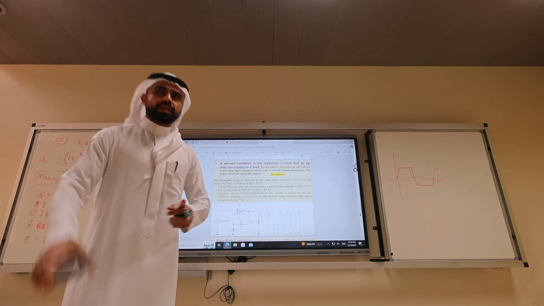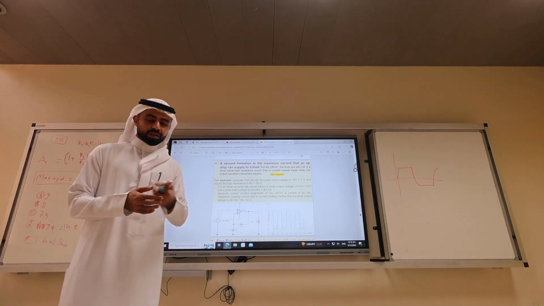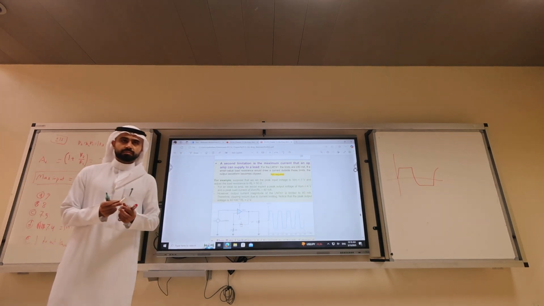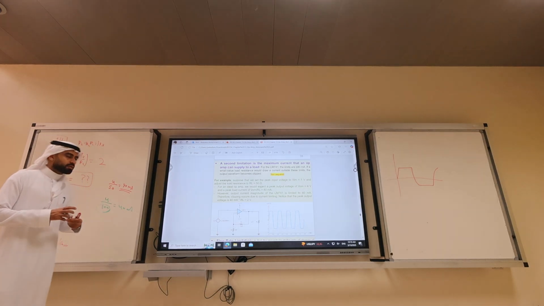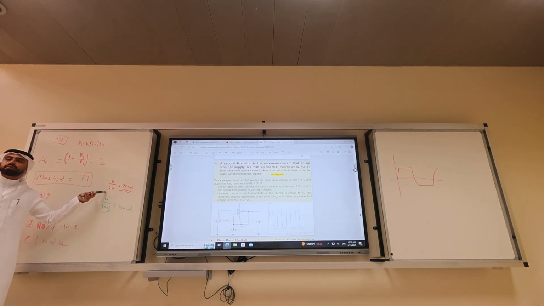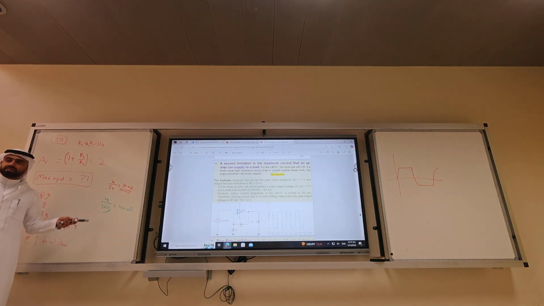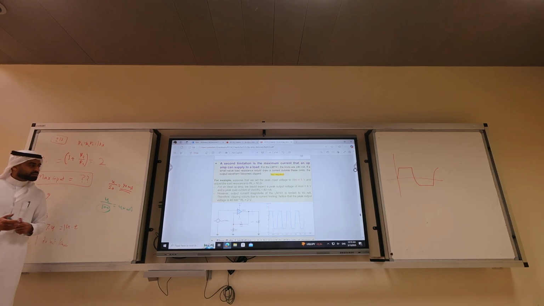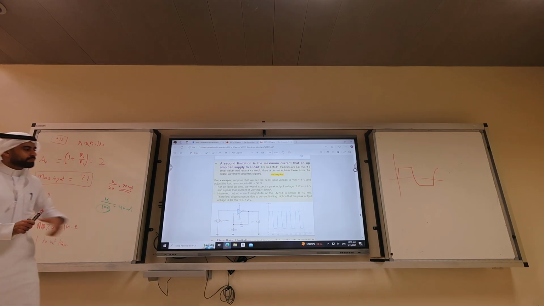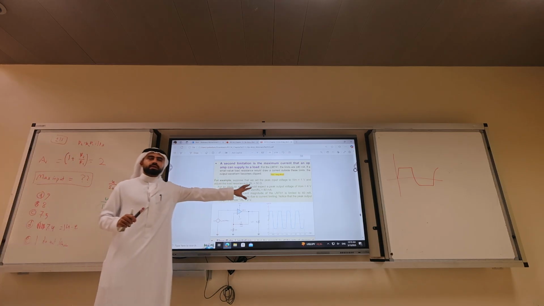Big stereos, will they have a smaller impedance or larger impedance? What do you think? Smaller. They have smaller. So small stereos, they have larger impedance. They draw less current. Okay? This is not required in the exam.